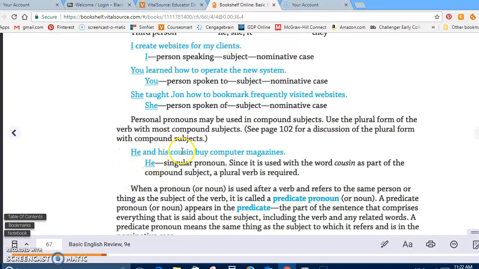It can be a compound also. He and his cousin buy computer magazines. He and his cousin are a compound subject. So he would be the nominative case pronoun. Buy is the verb, so he is in the subject portion.